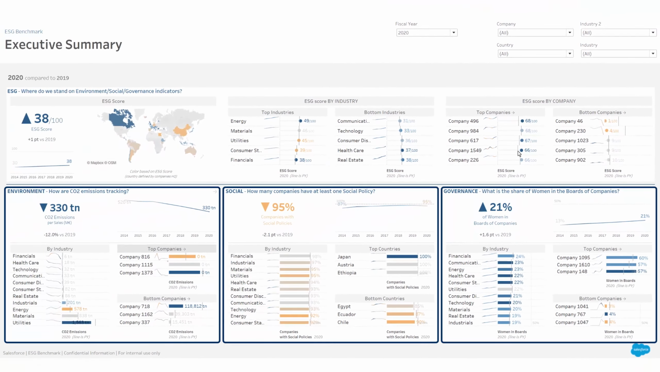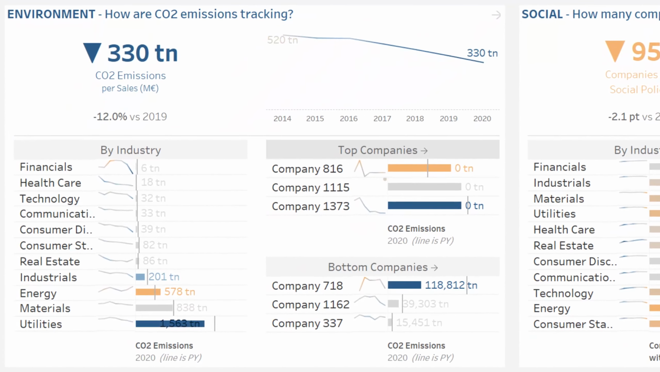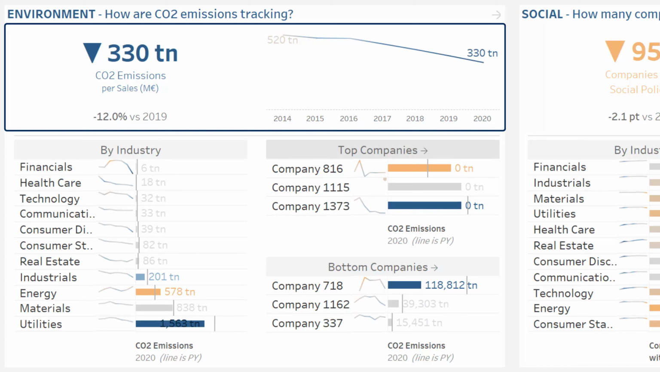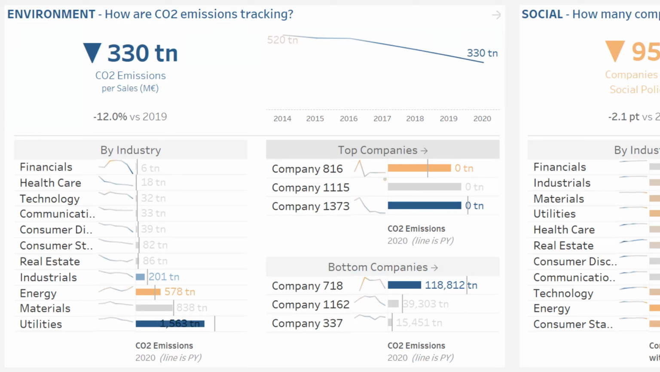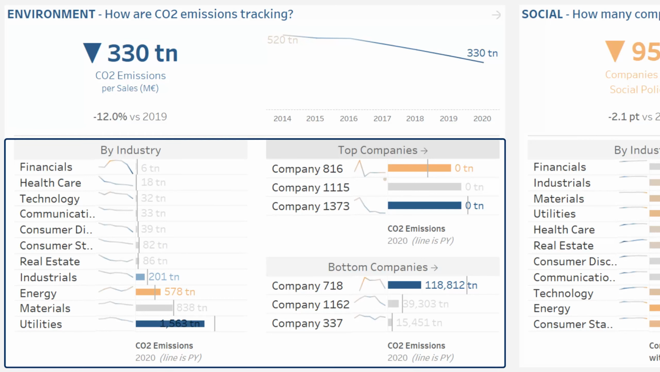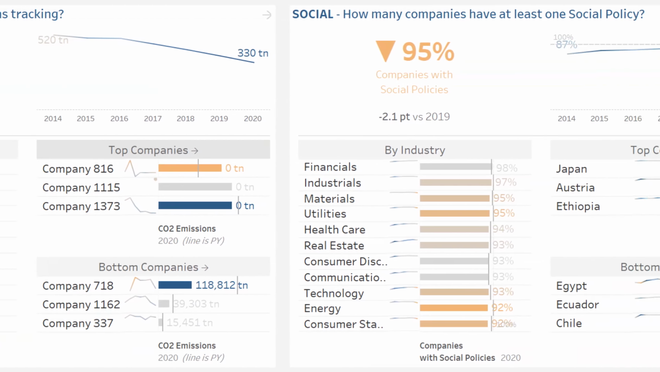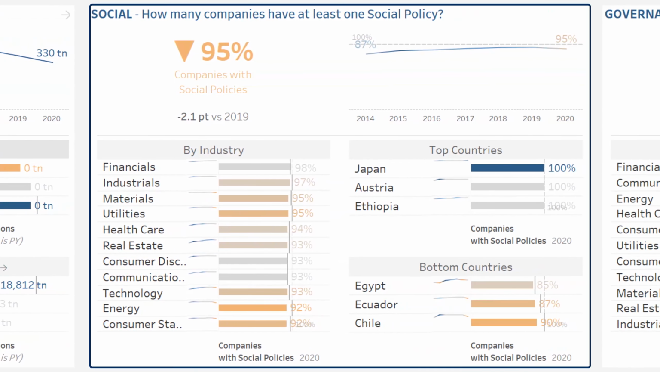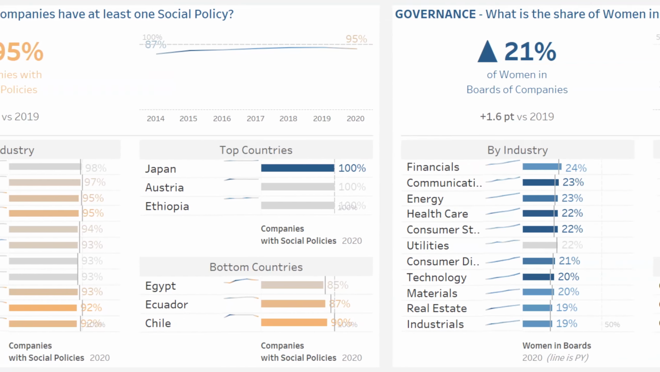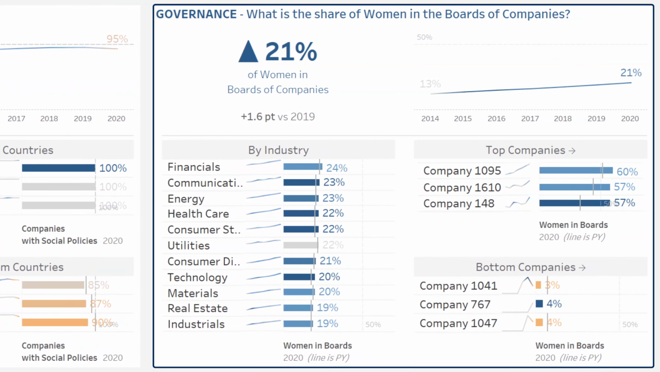The color coding indicates whether the change from the previous year is an improvement or not. At the bottom is a deep dive to the main of each ESG pillar. Environment. Average CO2 emissions per million euros of revenue and changes over the years. See below which industries are the best performers and who the leaders and laggards are. Social. What percentage of companies have a social policy? Governance. What is the representation of women on corporate boards?